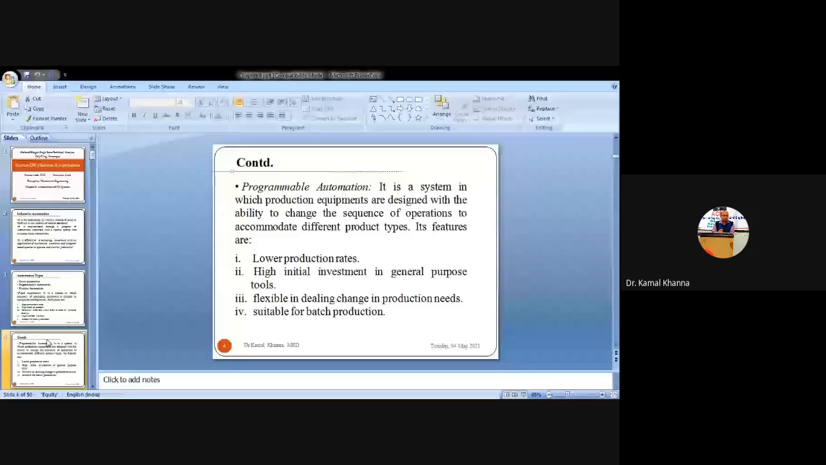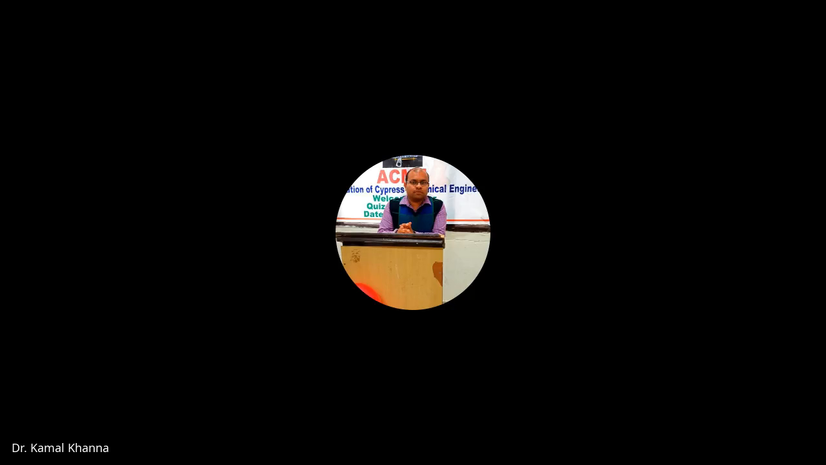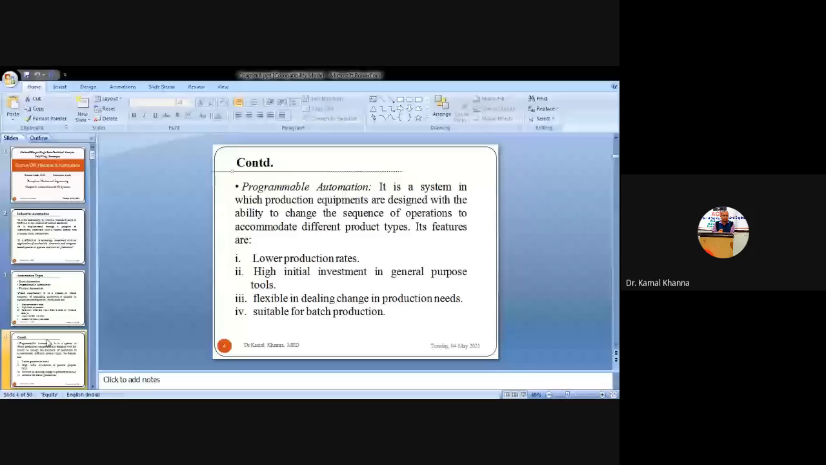Also, this programmable automation is suitable for batch production; it is not suitable for mass production. You can always focus on mass production, because a similar kind of product is always cheaper when you are producing a large quantity of it. But you cannot meet customer alterations by using fixed automation.